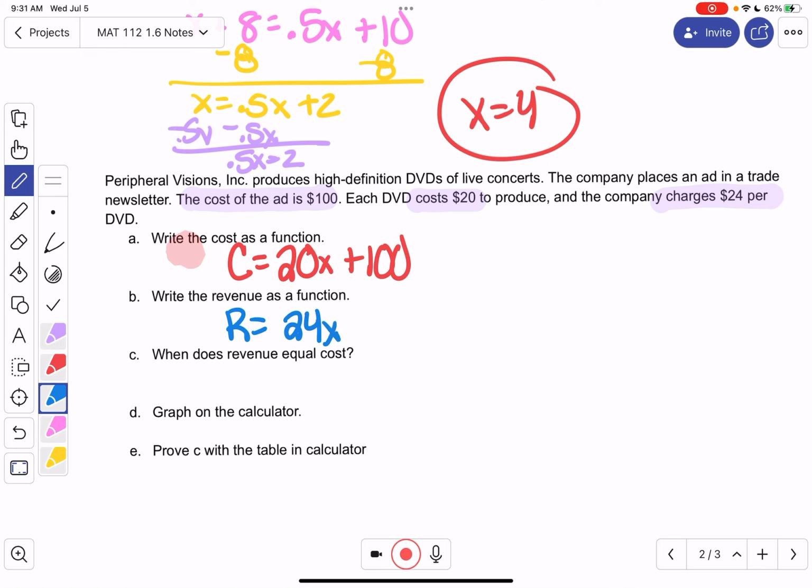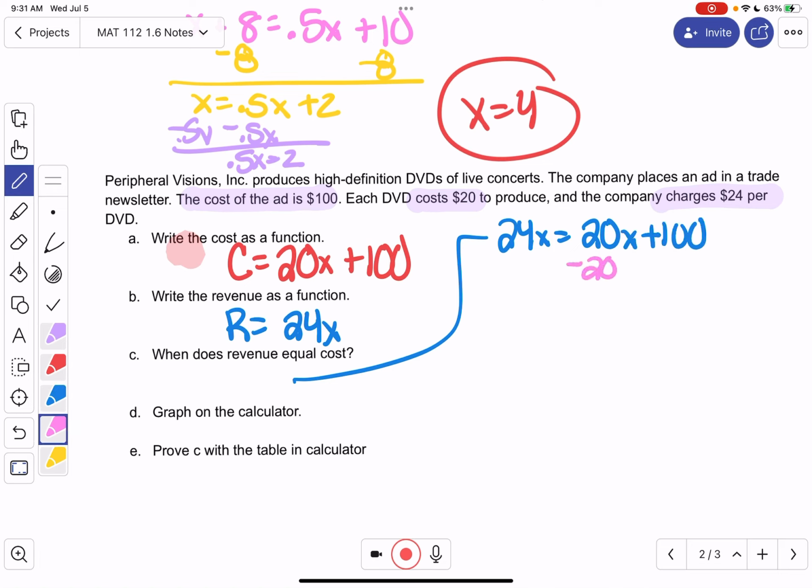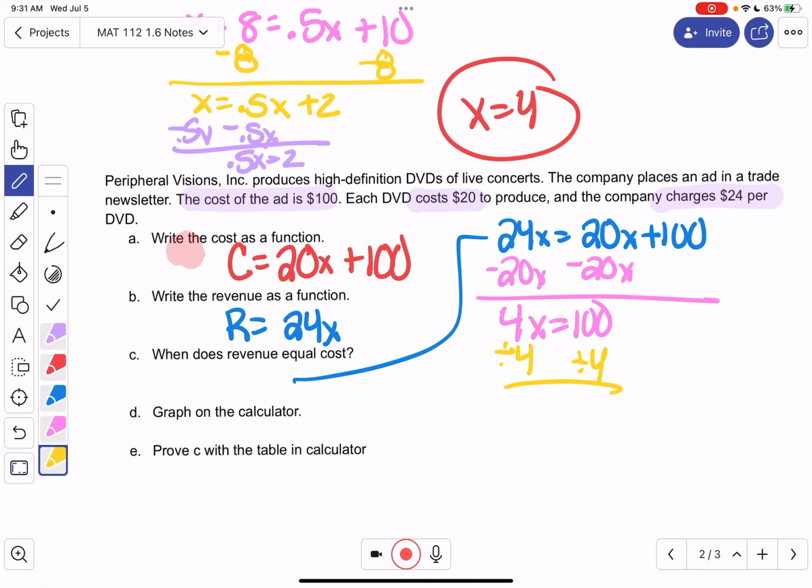When does revenue equal cost? So that literally means make the equations equal to each other and solve. When are these two equations equal? So we would subtract 20x from both sides, and we get 4x equals 100. Divide by 4, we get x equals 25. That means when they get 25 DVDs, they've broken even. Everything over that's a profit.